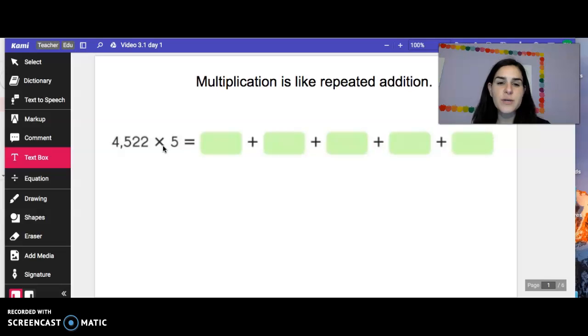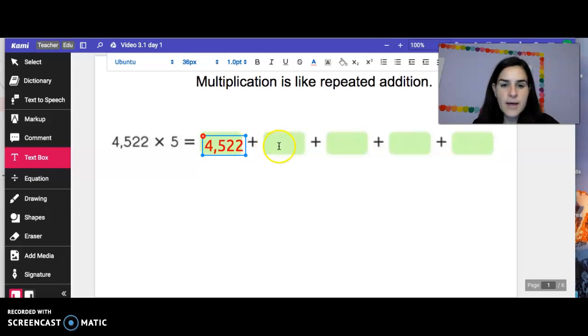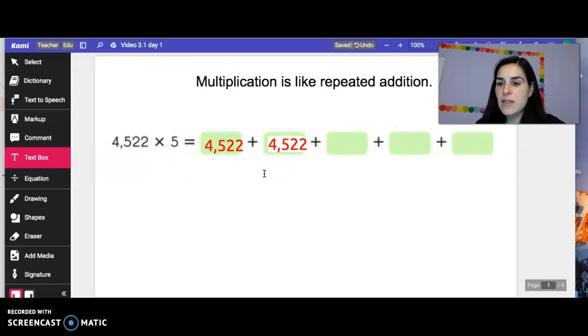One of the ways you could do it is remembering that multiplication is like repeated addition. So I could do 4,522 5 times. I could do that plus that, and I could keep going and I could add them. I could add 5 of them. That's one way you could solve that. It's not the most efficient way, but it could get you to the right answer.